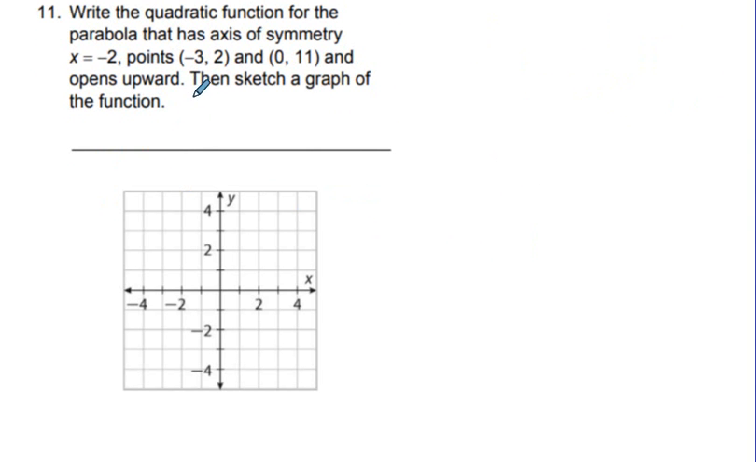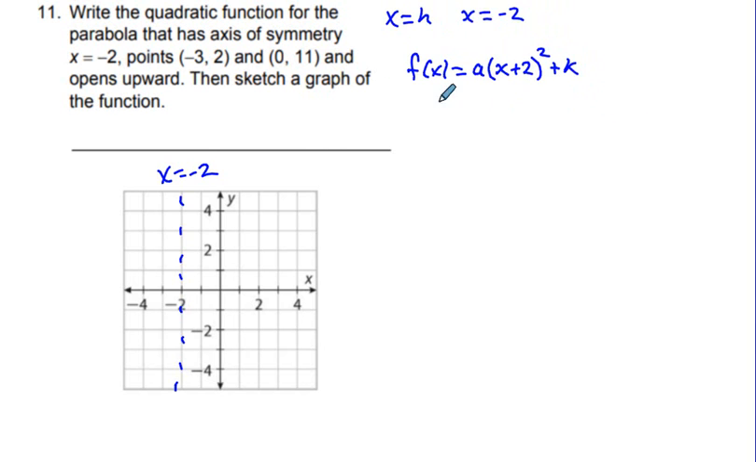Next, 11. Write the quadratic function for a parabola that has an axis of symmetry x equals -2 and points (-3, 2) and (0, 11). So here it is, x is equal to -2. Our axis of symmetry is going to be the formula x equals h, and in this case h is equal to -2. And so our vertex form is going to be f(x) equals a times the quantity x minus h, which is x minus -2, or x plus 2, squared, plus k.